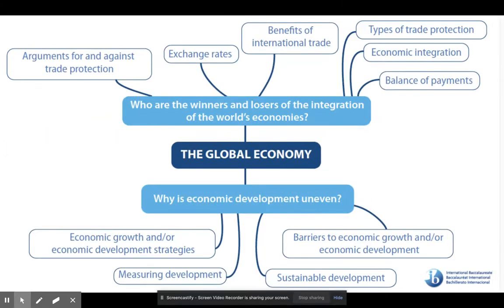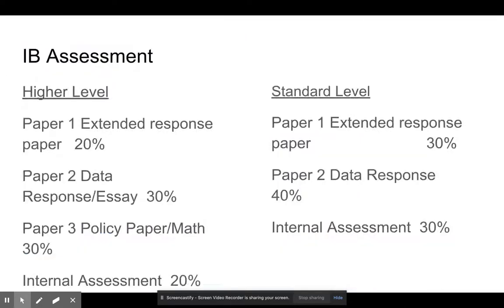And the last part of the course is international trade, the international economy. It looks at trading relations between countries, and it also looks at developing countries and how developing countries can get better.